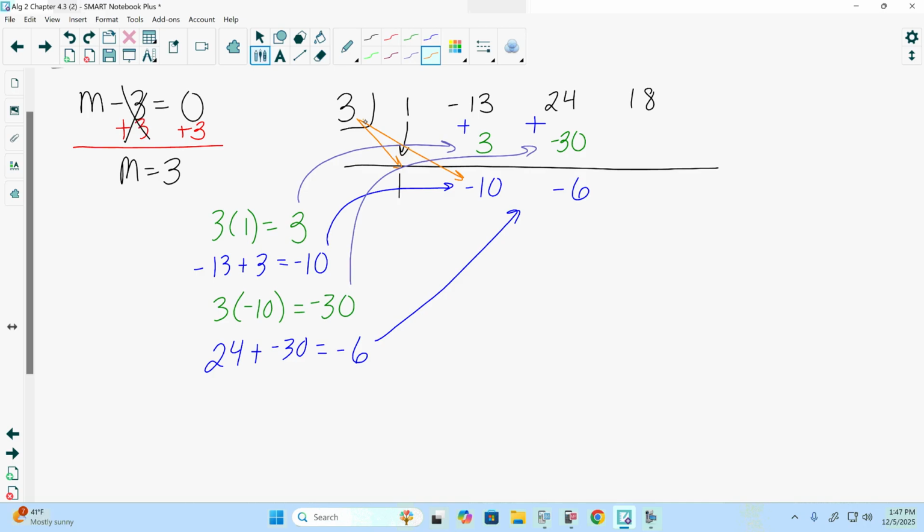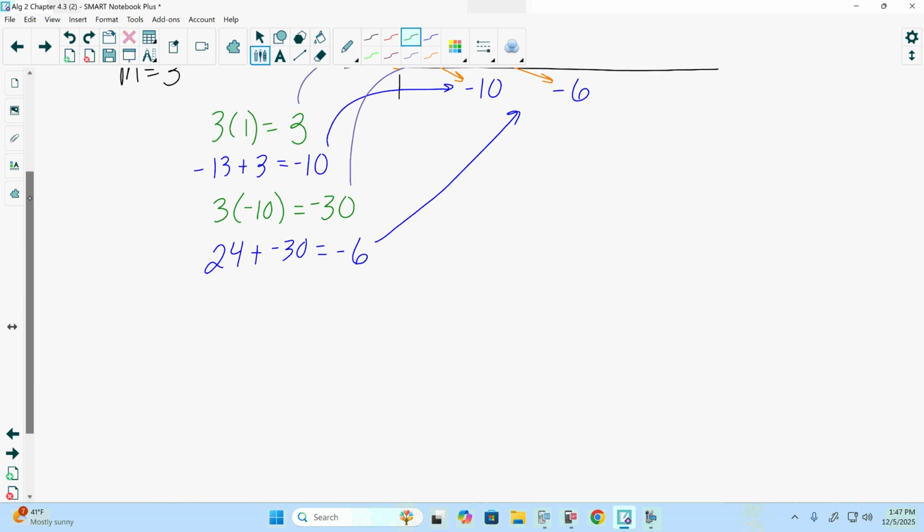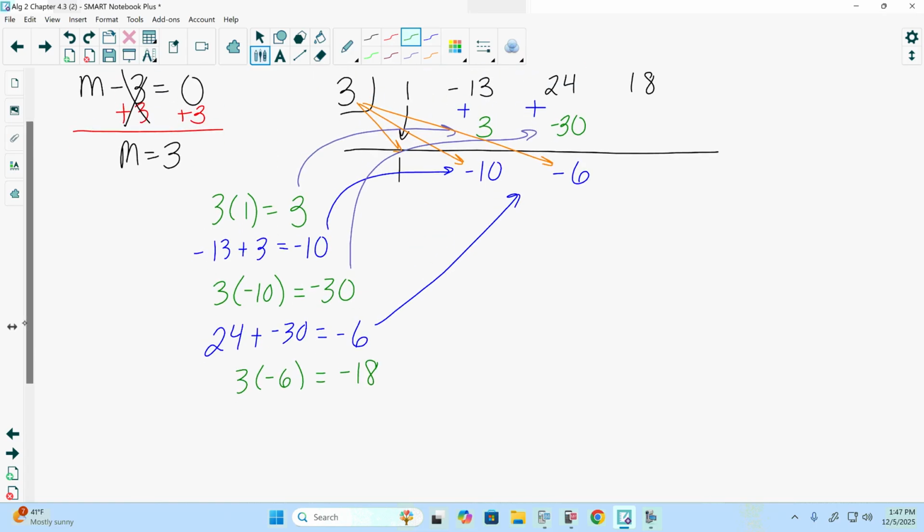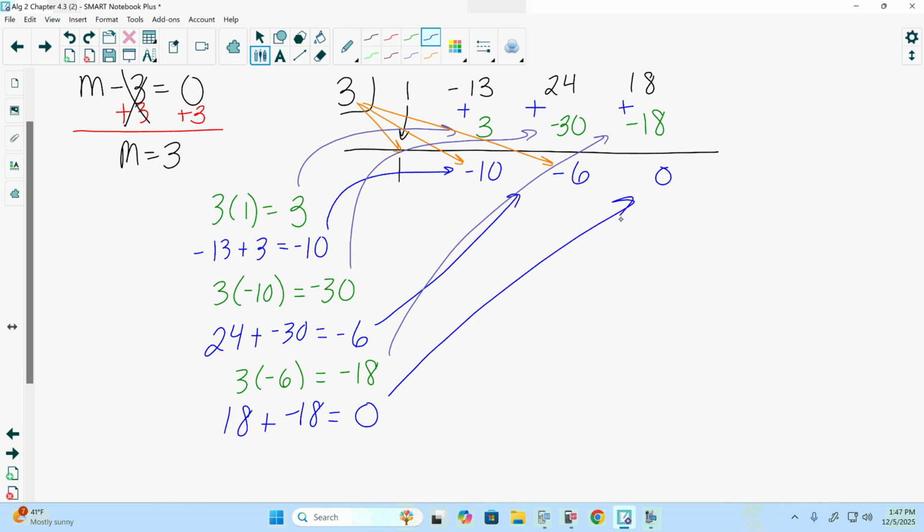Then we're going to do what? We're going to multiply again. So now we're going to have, let's scroll down for a second, 3 times negative 6, which is negative 18, which goes above the line and below our next number. And lastly, we're going to add 18 and negative 18 and get 0, and put it back here.